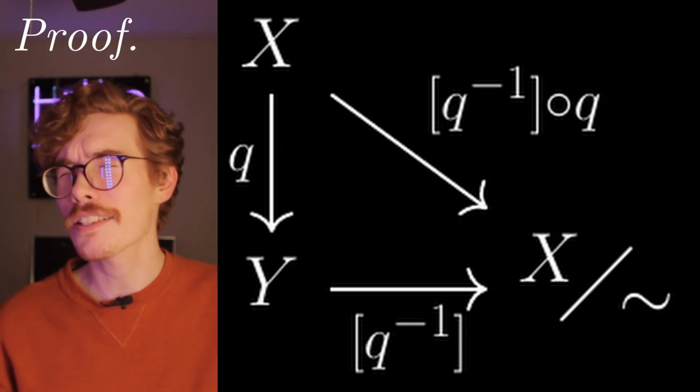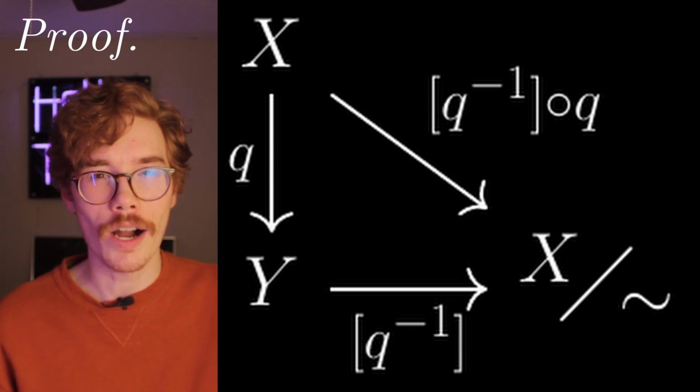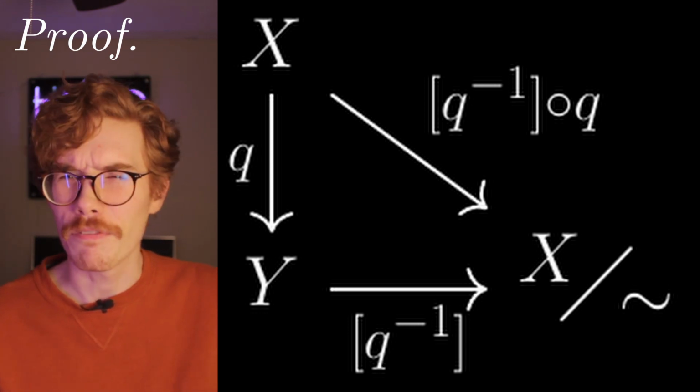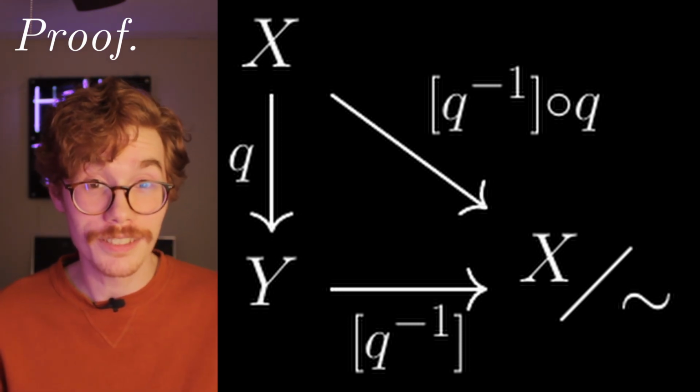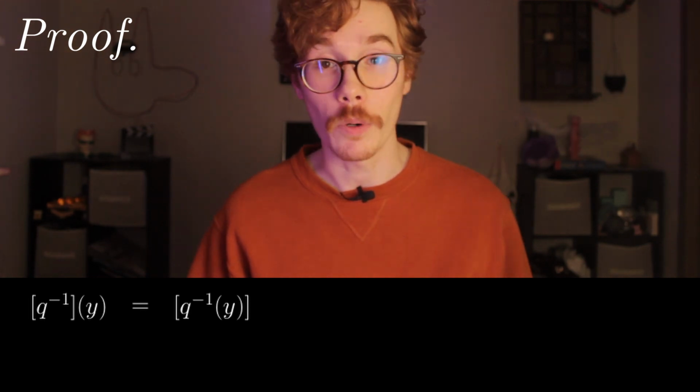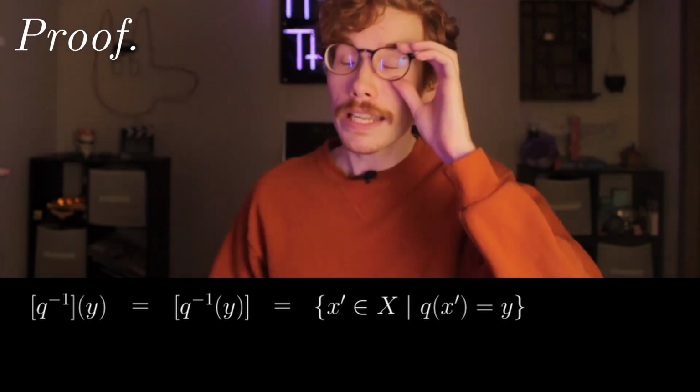Wait, is the class of Q inverse from Y to the quotient set even a function? Is it continuous? Well, we really should first check that it's a function. So take a point little y in Y and send it to brackets Q inverse of y, which is just the equivalence class of the preimage of y, which is the set of X's in X such that Q of X equals y, because again, we have the equivalence relation in hand. But that is the definition of an equivalence class in the quotient set. So it lands in the right space. So brackets Q inverse is a function.